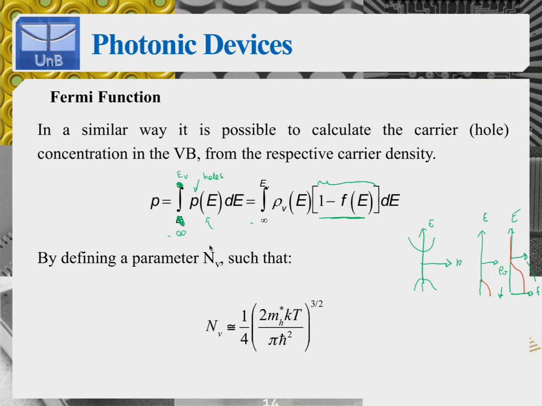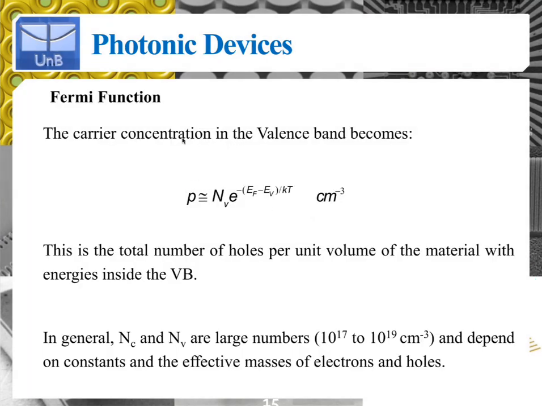So by defining a new parameter NV, similarly to how we have defined NC before, NV is 1/4 times 2 times the effective mass of holes times kT over pi times h bar squared, to the power 3/2. We find that the carrier concentration for holes in the valence band is P equal to NV times e to the power of minus EF minus EV over kT.